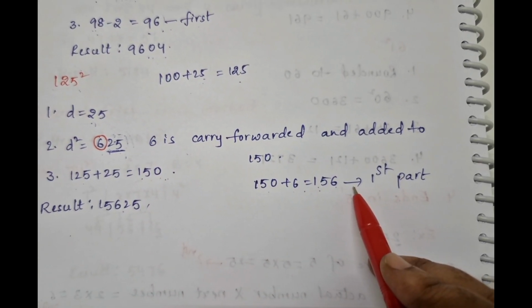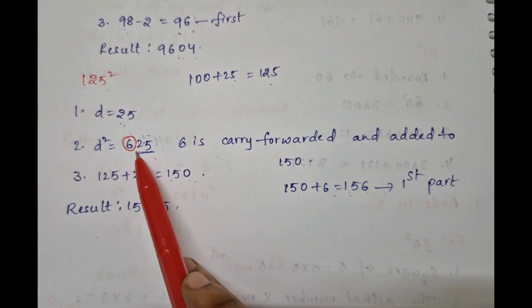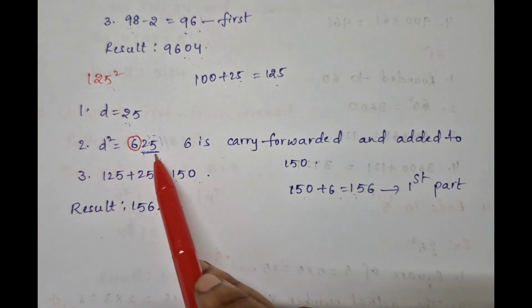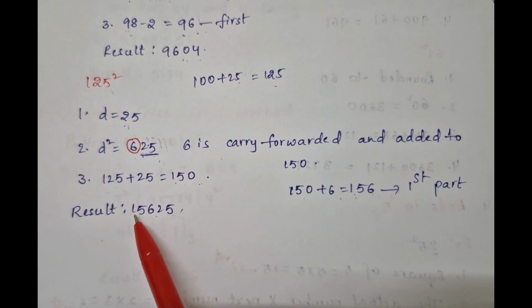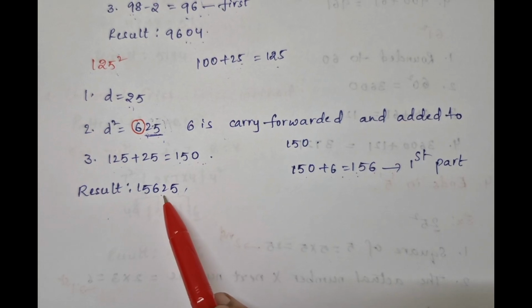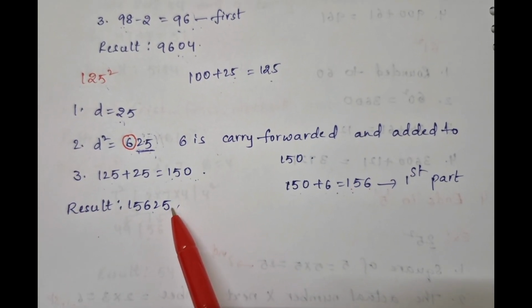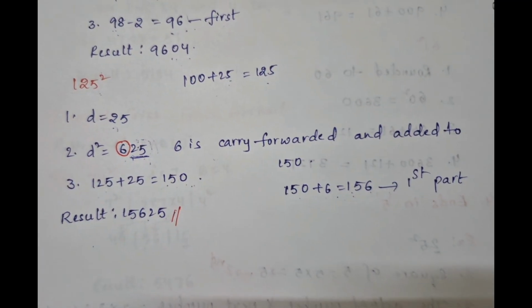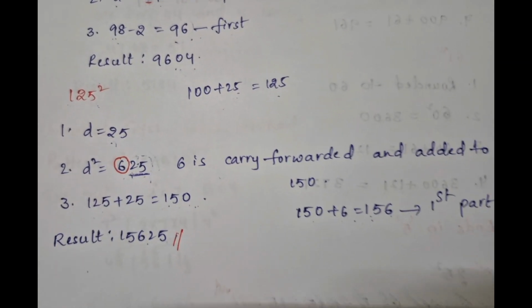This is the actual first part, and the second part is the square of the difference. How much? 625. But we will take only 2 digits. So 25 I am taking here. So 156 and 25. That will become 15,625. So the square of 125 is nothing but 15,625. Okay. These are the 5 methods that I actually listed out to make the squares simple.